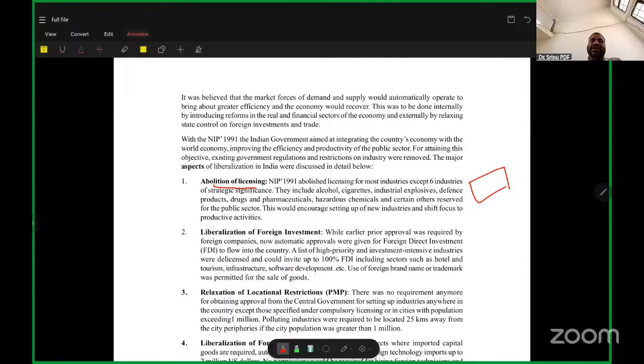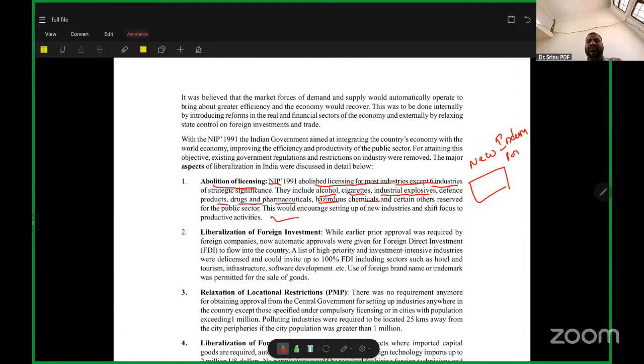So what does the new NIP mean? New Industrial Policy. They abolished the licensing system for most of the industries, except six industries. These include alcohol, cigarettes, industrial explosives, defense products, drugs and pharmaceuticals, and hazardous chemicals. For all the other sectors, they removed the licensing system.